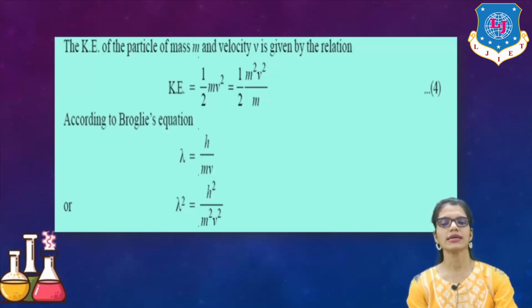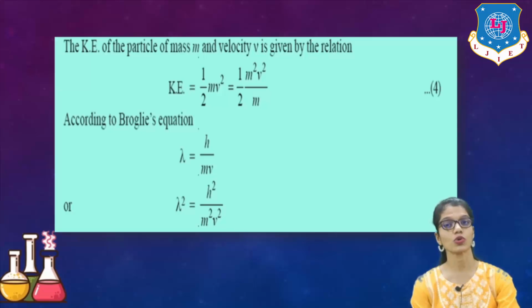Now, as you can see, according to de Broglie's equation, lambda is equal to h by mv. As we have lambda square, let's take the square of it. So lambda square is equal to h square by m square v square. Here we obtain the value of lambda square. We can get the value of KE using equation number 4, right?